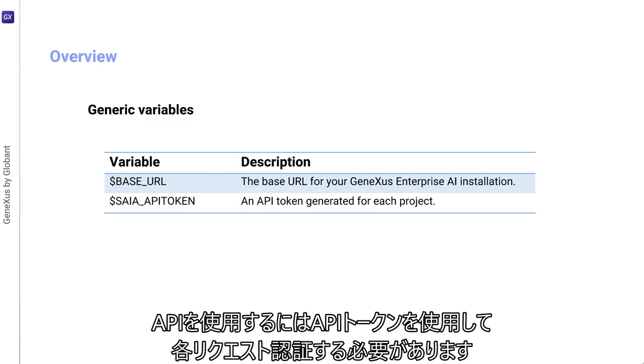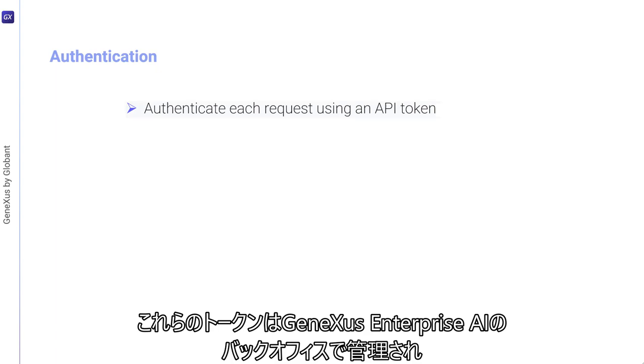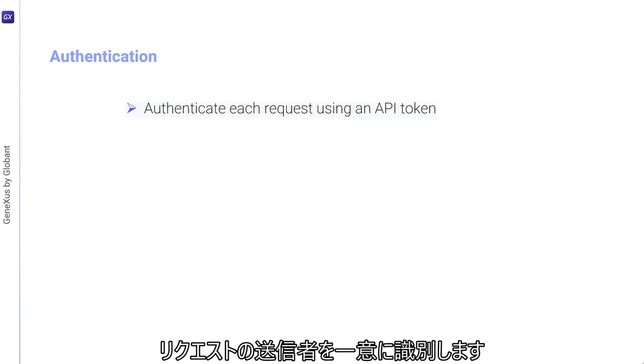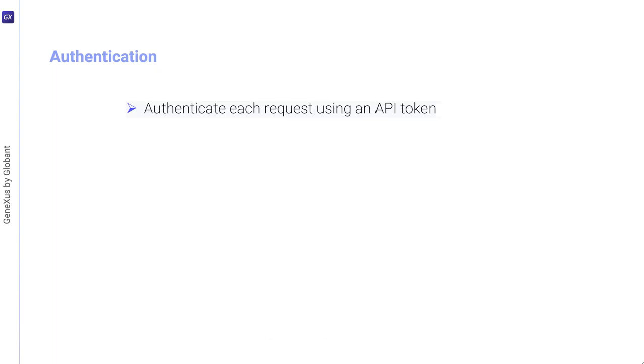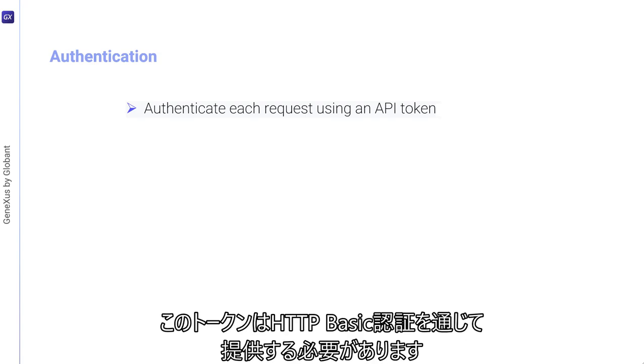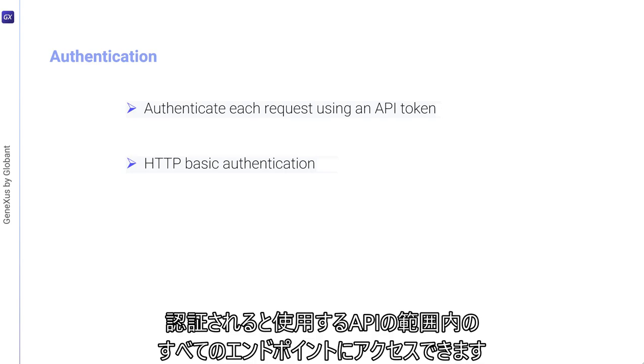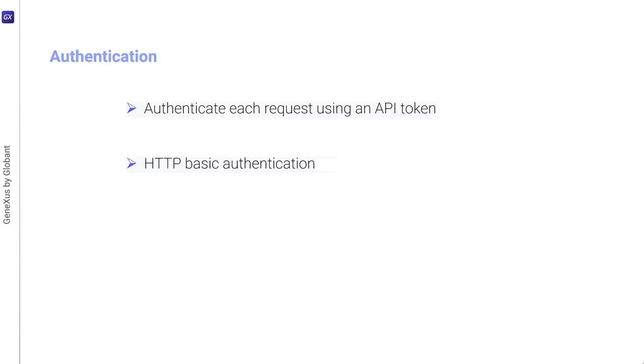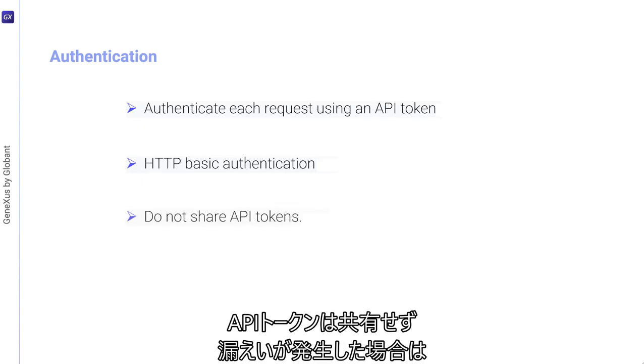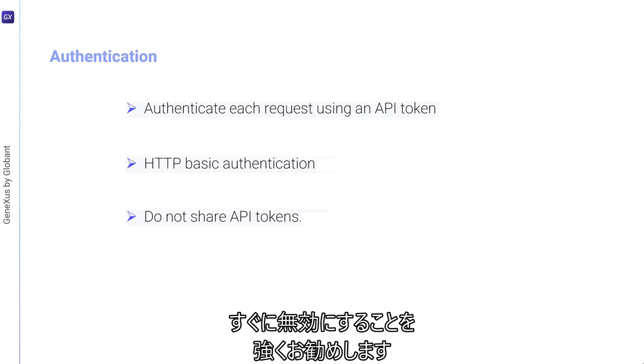To use an API, each request must be authenticated using an API token. As we know, these tokens are managed in the Genexus Enterprise AI backoffice and uniquely identify the sender of the request. This token must be provided via HTTP basic authentication. Once authenticated, all endpoints within the scope of the API to be used can be accessed. For security reasons, we strongly recommend not to share API tokens and to revoke them immediately if they're compromised.